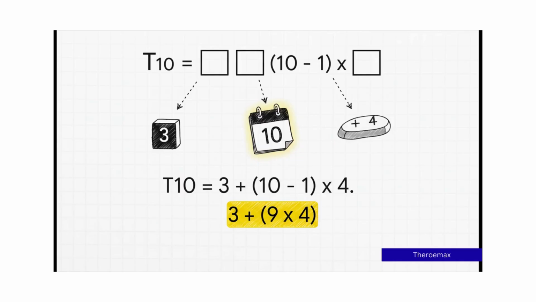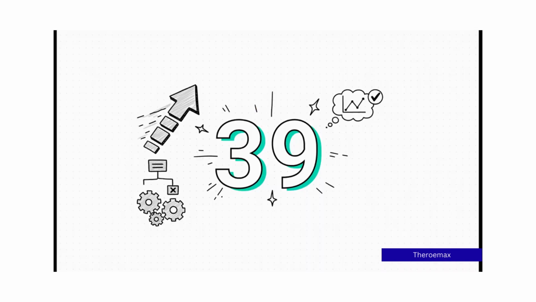Now we just plug those numbers right into our formula. T10 equals our first term, 3, plus, in parentheses, 10 minus 1 times our common difference of 4. Okay, so that simplifies to 3 plus 9 times 4, which is just 3 plus 36. And there it is, 39. The 10th term in this sequence is 39. Look how fast that was. No counting, no long lists. The formula did all the heavy lifting for us.